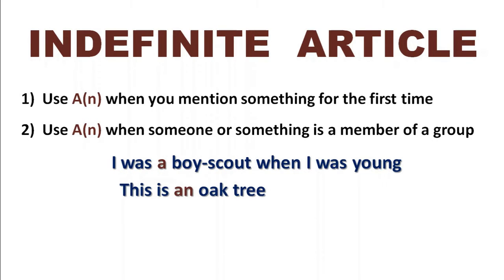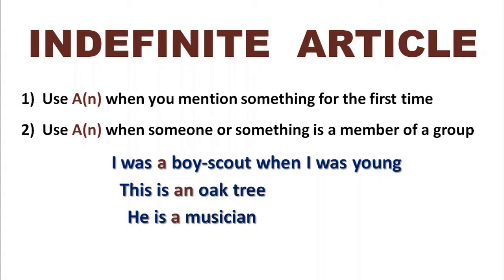This is an oak tree. Oak begins with the vowel sound O, so we use an, but oak is part of the group. First of all, it's part of the group of trees, and then it's part of the group of oak trees. So we would always say, this is an oak tree, because it's something which is a member of a group. The next one is, he is a musician. Now, he might actually be a member of a group, of a pop group, of a musical group. It doesn't really matter. He is a member of a group. He's a member of a group of musicians. So he is a musician.